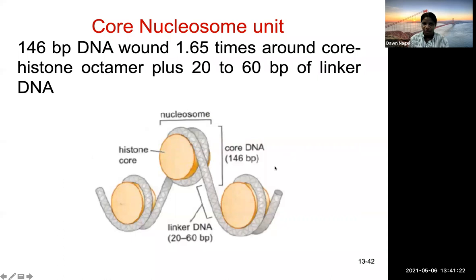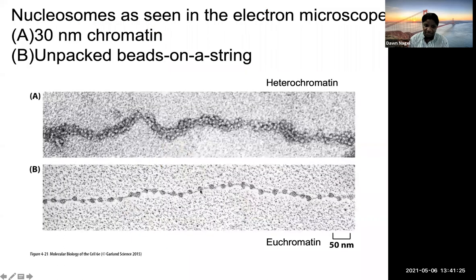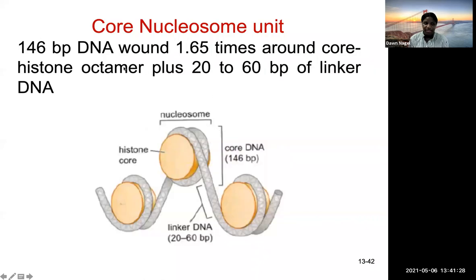So what makes up a core nucleosome? One of these little beads that we're looking at has about 146 base pairs of DNA wrapped around a set of proteins called histone proteins. It's wrapped 1.6 times around these histone proteins, and it also includes linker regions. So you have 20 to 60 base pairs of a linker region present. So 146, plus 20 to 60, is what makes up a nucleosome unit.